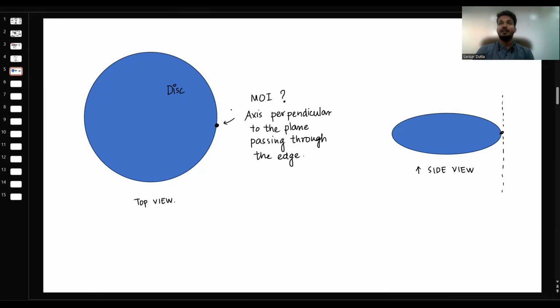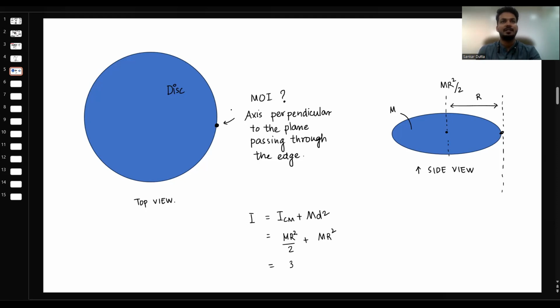So how do you do this question? Well, we know the moment of inertia if this axis was passing through the center of mass. If this was passing through the center of mass, the moment of inertia would be mr squared by 2. This is something that you have already derived. So if you use the formula I equals I_CM plus md squared, the mass of this disk is m, and the distance between these two axes is how much, guys? This is equal to r. So you'll write m into r squared by 2, the moment of inertia about the center of mass, and then you just add m into r squared. So 1 plus half is just 3 by 2. 3 by 2 mr squared. So this is going to be the moment of inertia.